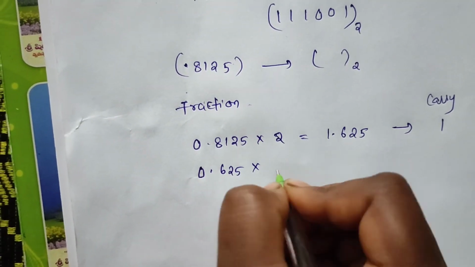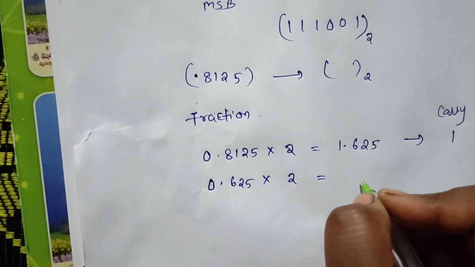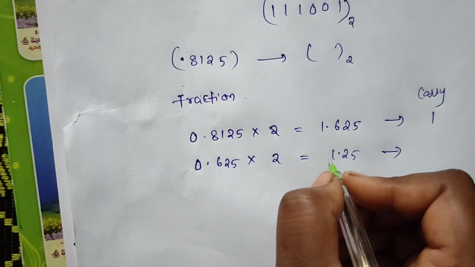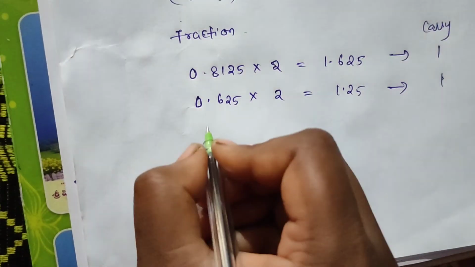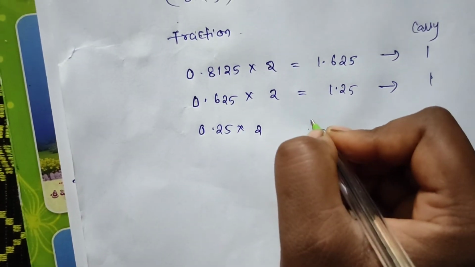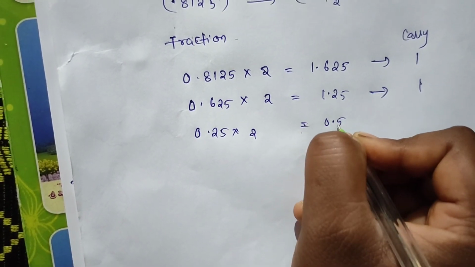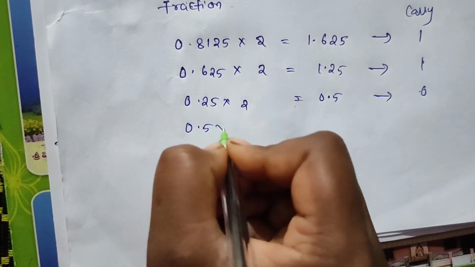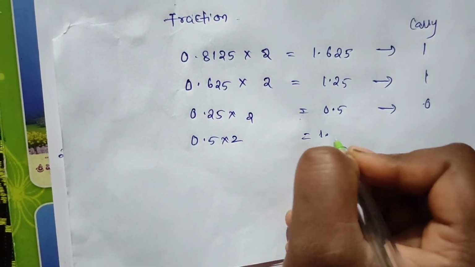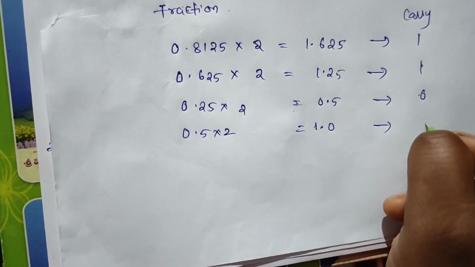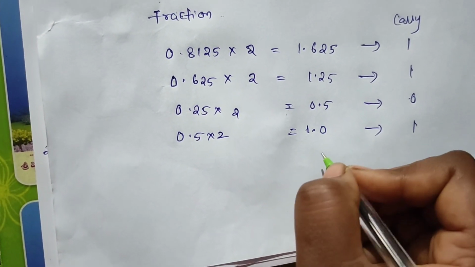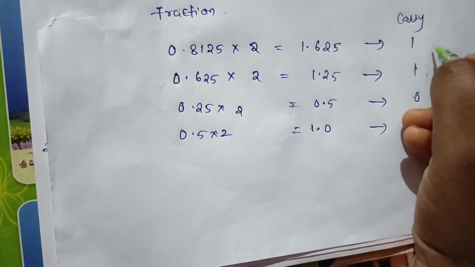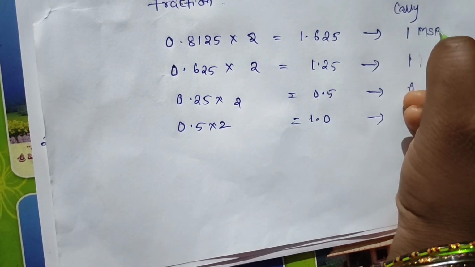And again multiply the value after the decimal point with 2 and note down the result. Before the decimal point you are getting a value, take it down as carry. Here you are getting 1. Even if you get 0 you can note it down. So 0.25 means you will get 0.5. Before the decimal point 0 is present, take it as carry. Again multiply 0.5 with 2, 1.0, 1 is carry. Now there is no further part to multiply, so stop.